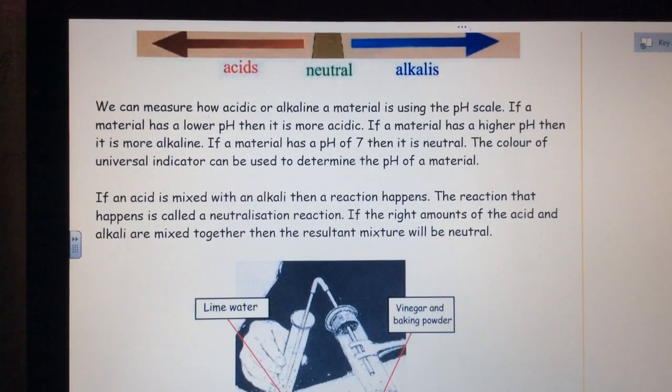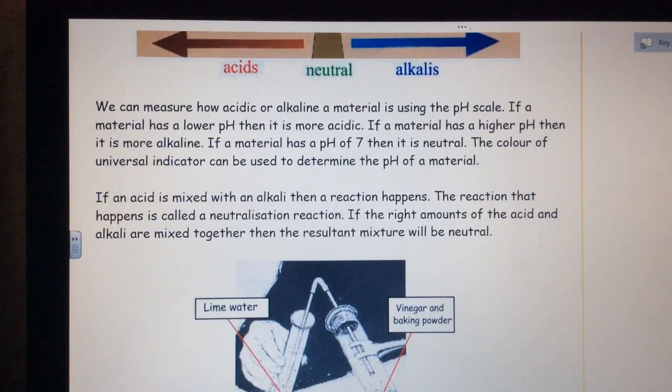We can measure how acidic or alkaline a material is using the pH scale. If a material has a lower pH, then it is more acidic. If a material has a higher pH, then it is more alkaline. If a material has a pH of 7, then it is neutral. The colour of universal indicator can be used to determine the pH of a material.